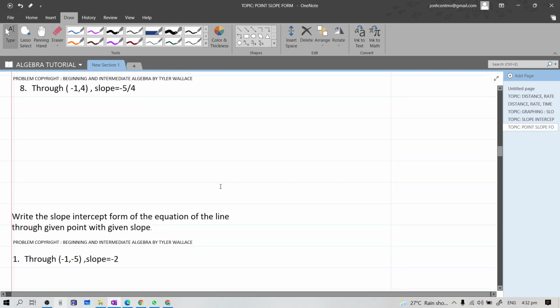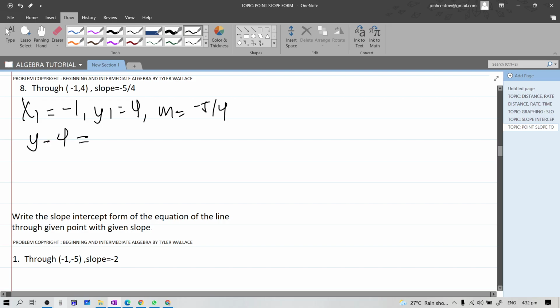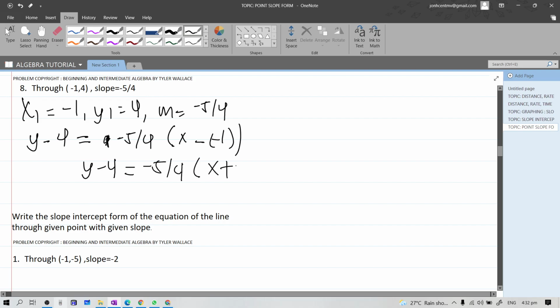So this is the answer. Next, for problem 8, we have (negative 1, positive 4), and we have a slope of negative 5 over 4. Same process again. We have y minus 4 is equal to m, which is negative 5/4, times x minus negative 1. So, we have y minus 4 is equal to negative 5/4 times x plus 1. So, this is the answer.